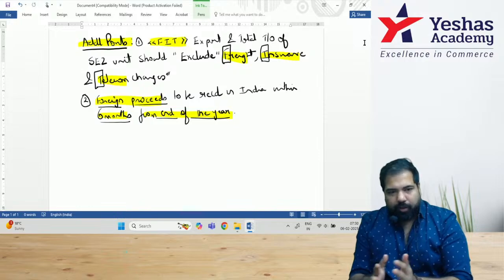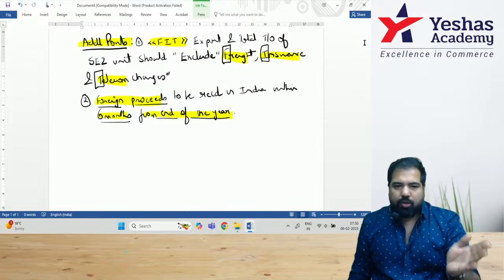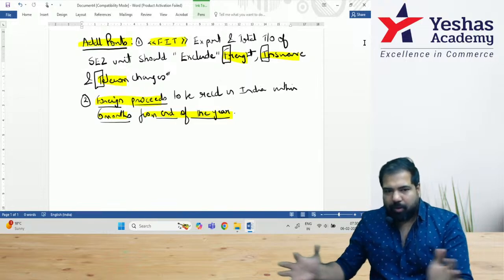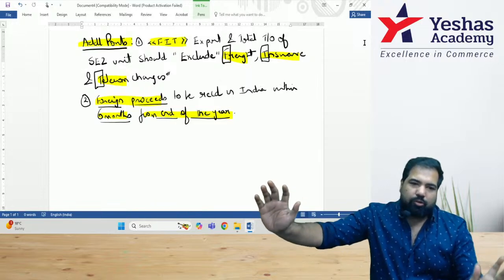Can you do it cumulatively? Of course, you can, as long as you're meeting the timelines. So let's say first year, second year, third year, all the amount has been deposited, and immediately you buy that 10 crore rupees. Perfectly okay.